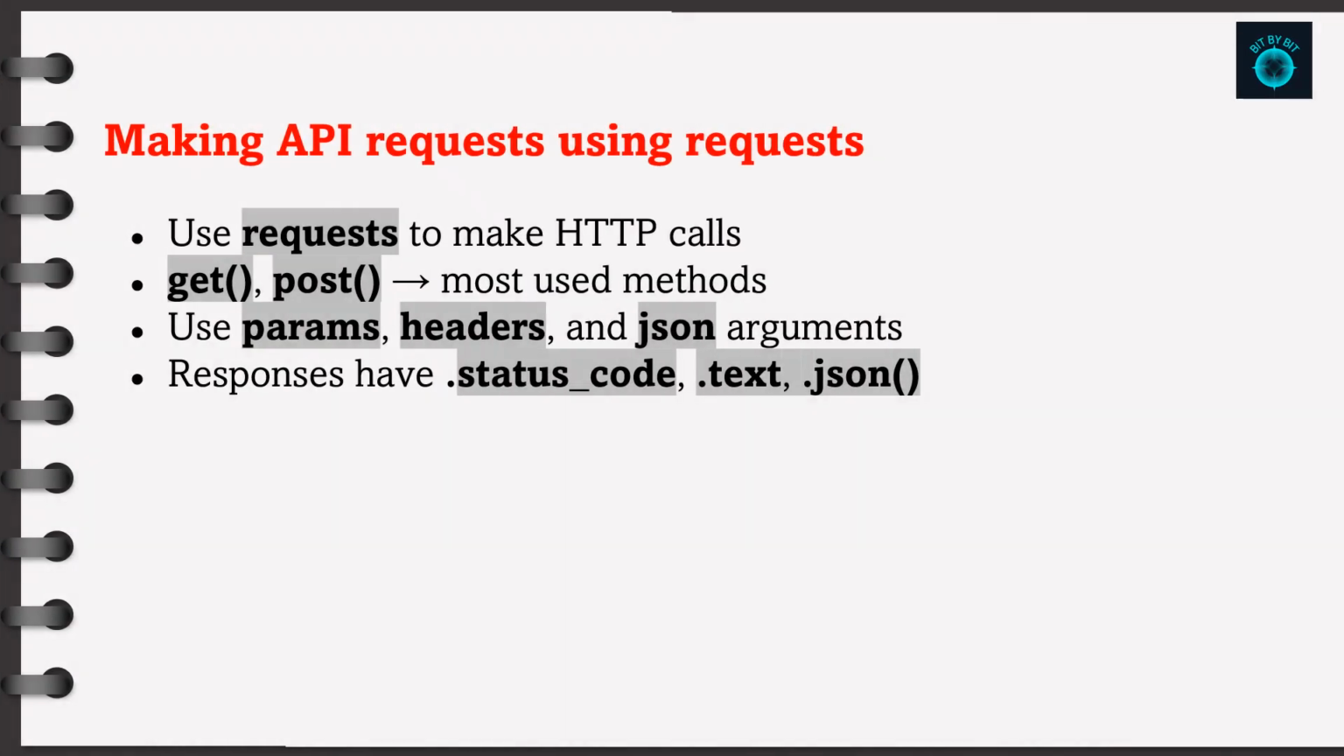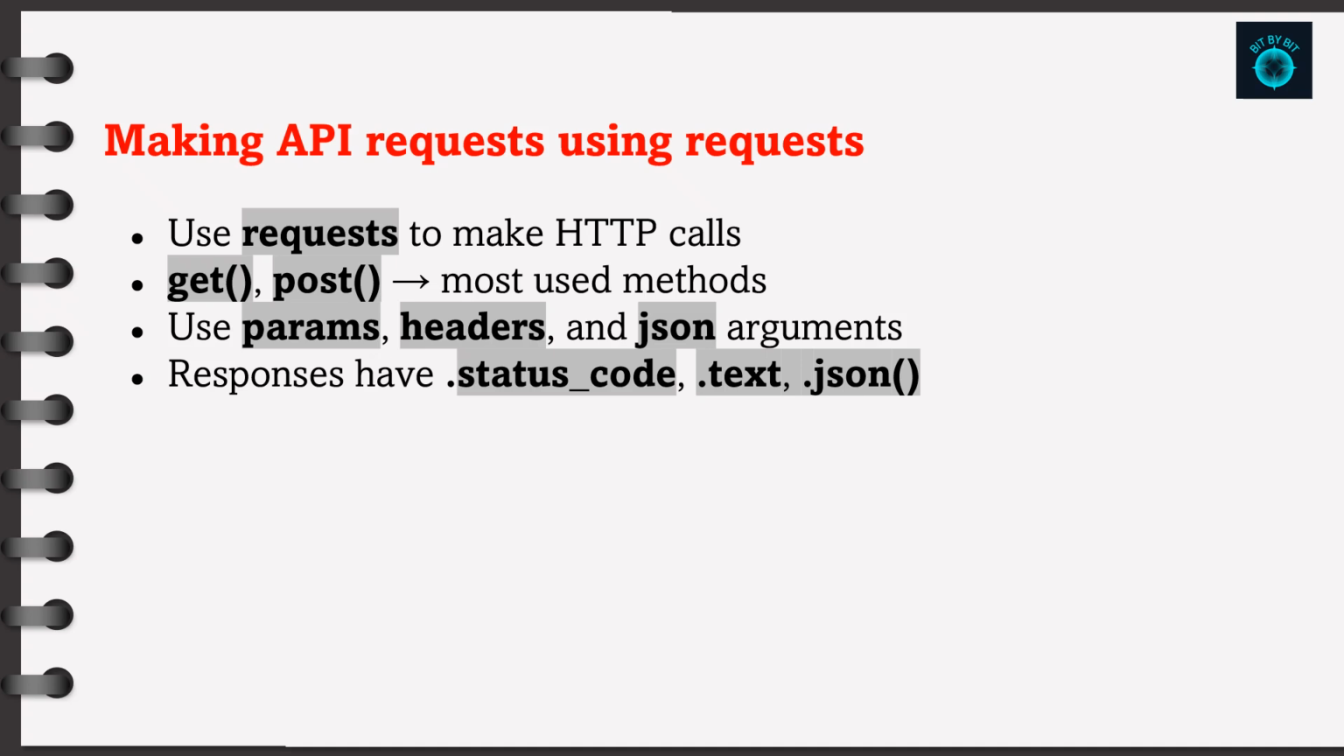Making API requests using requests. Python's requests library is the standard way to talk to web APIs. When we say make HTTP calls, we mean sending a request to a website or service and receiving data in return, usually in JSON format.